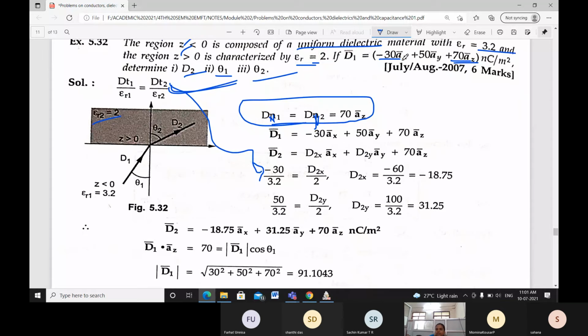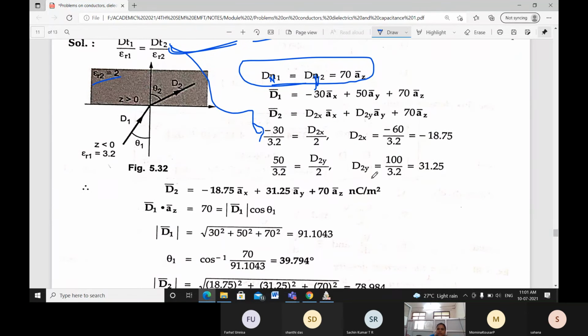In the same way, go for the next part for D2y. It's going to be 50 divided by 3.2, that's going to be D2y divided by 2. D2y is going to be 100 divided by 3.2, that's going to be 31.25. Then from this, we got all the values. We can find that D2 is going to be minus 18.75 ax plus 31.25 ay plus 70 az nanocoulombs per meter square. We got our D2.